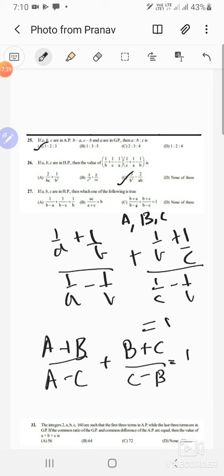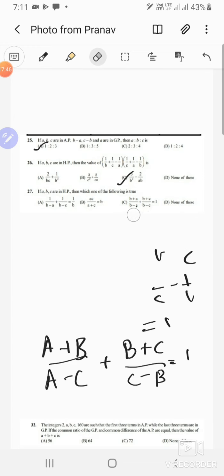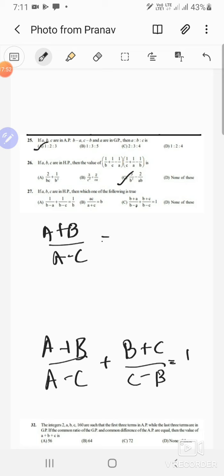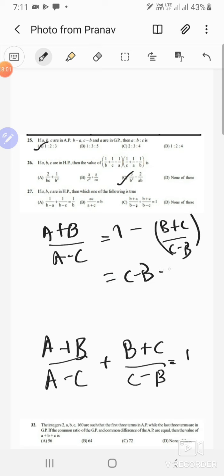Okay, maybe that's not what we were looking for. Let's just send it on the right hand side and simplify it. (a + b)/(a − c) equals 1 minus (b + c)/(c − b). Okay, it is going to be (c − b − (b + c))/(c − b). Yeah, this is working somehow, upon c minus b, obviously.